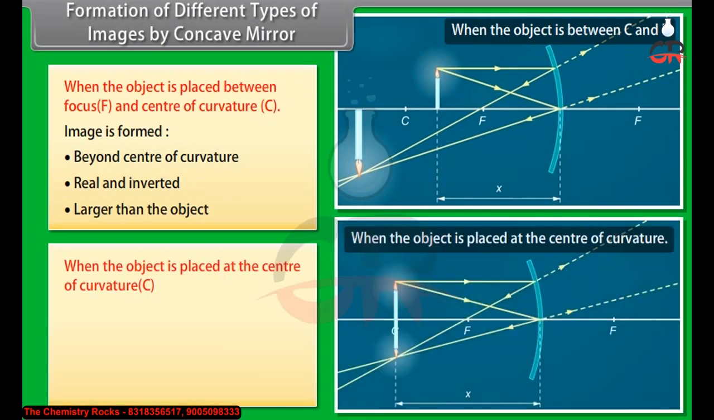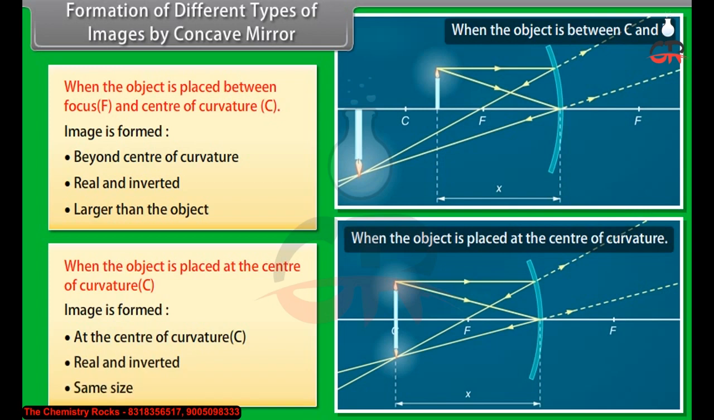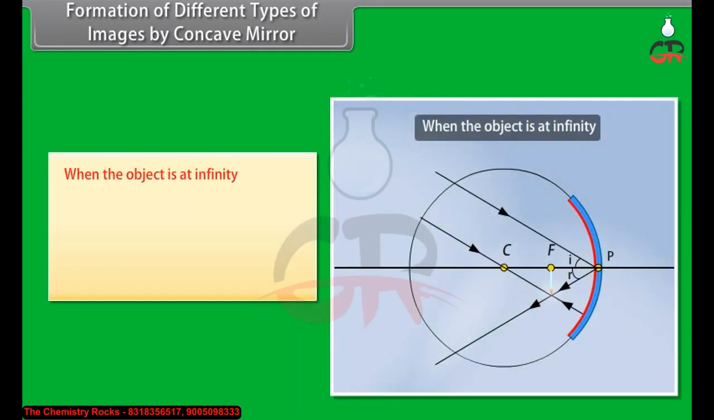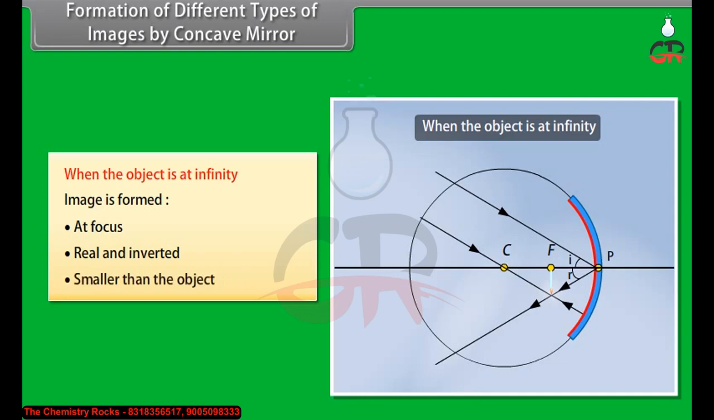When object is placed at the center of curvature C, image is formed at the center of curvature C, real and inverted, same size. When object is at infinity, image is formed at focus, real and inverted, smaller than the object.